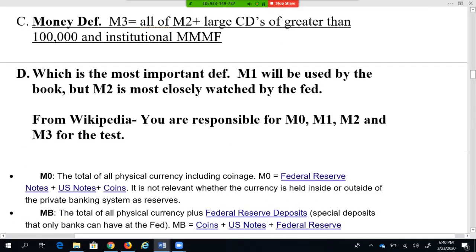Now M3 includes all of M2, once again, plus more: large CDs. If you have a certificate of deposit, a time account, of greater than $100,000, and institutional money market mutual funds. So if I have a money market mutual fund in my E-Trade account, that would be an M2. If E-Trade has a money market mutual fund that they hold at Chase, that's institutional. Then it would be an M3.